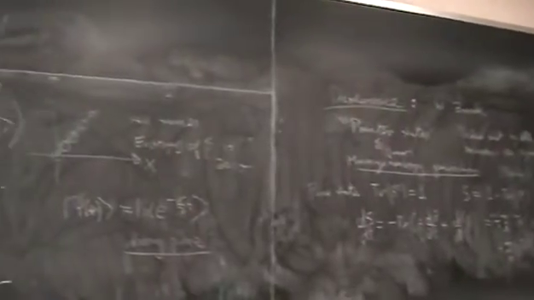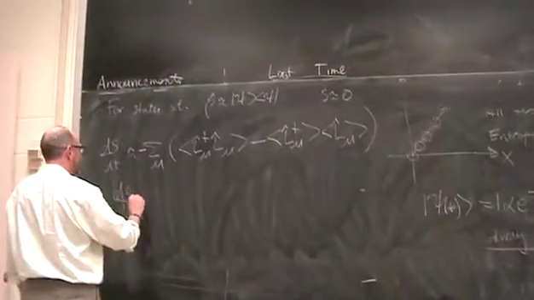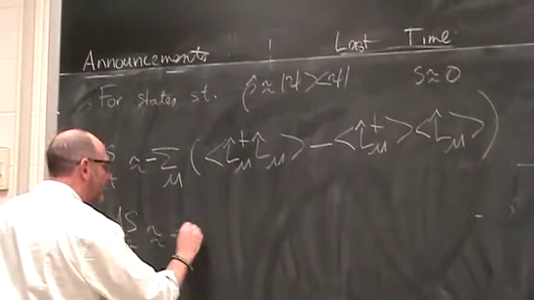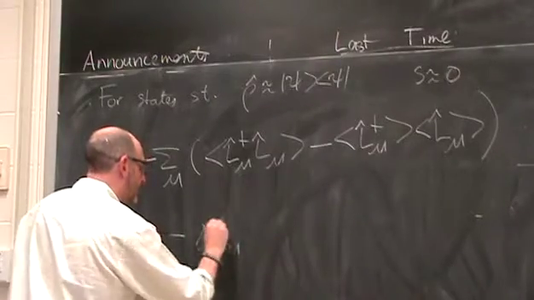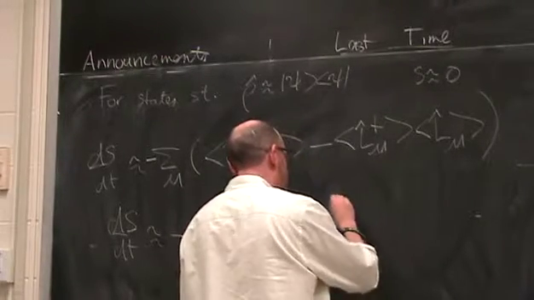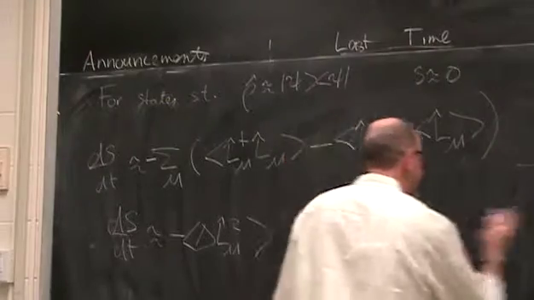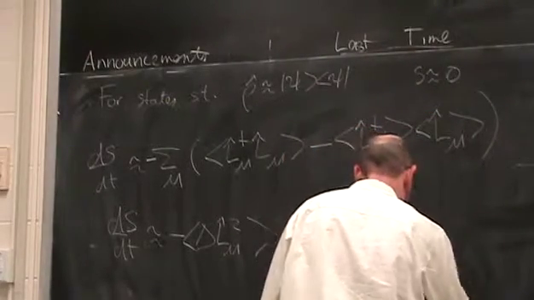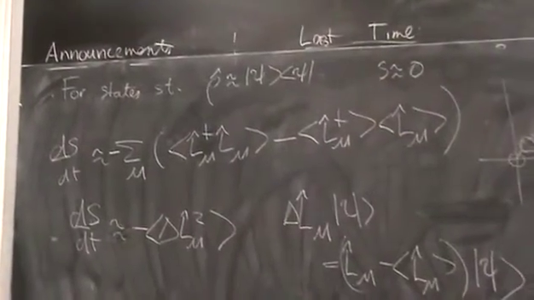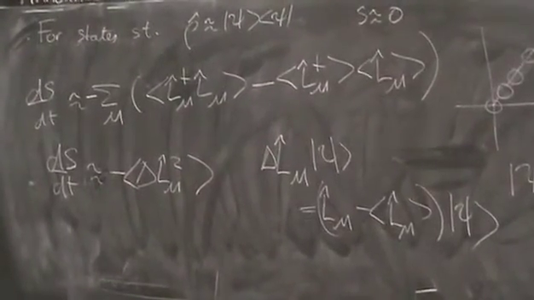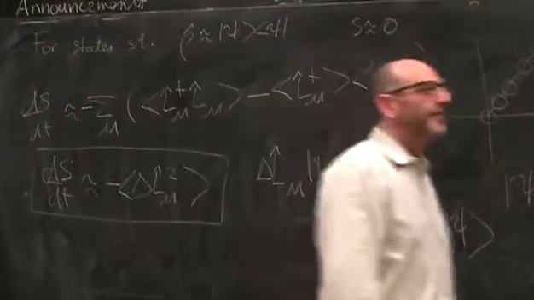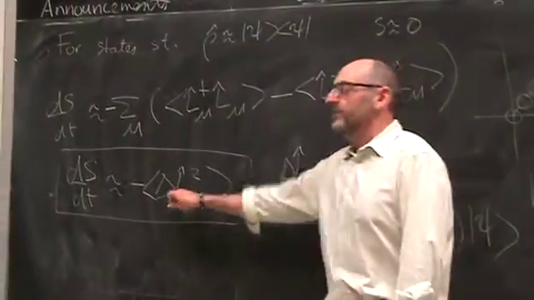So the solution we see thus is that for these states that are near that, this rate of change of linear entropy is approximately equal to minus the expectation value of delta L mu squared, where delta L mu, the operator acting on the state, is the operator minus its mean value. So, what we've learned from this little exercise is that the pointer states are the states that minimize this fluctuation.